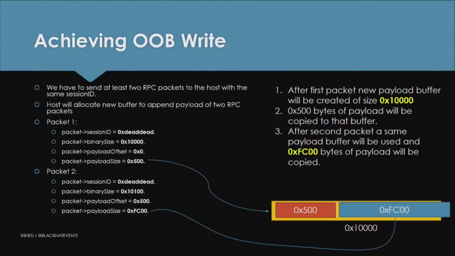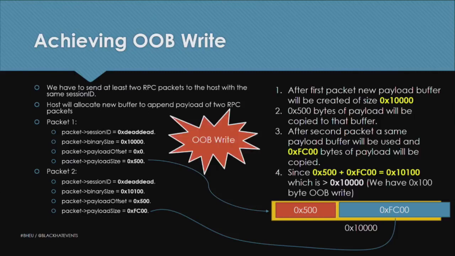Now, once the second packet is received at the host end, since the session ID is the same, VMware VMX will use the same allocated buffer to copy the new payload. Since the new payload size is FC00, if we sum up, we see that we have a 100 byte heap overwrite. It will overwrite the first few bytes of the next adjacent heap block. So this is how we can achieve out of bound write using the bug.